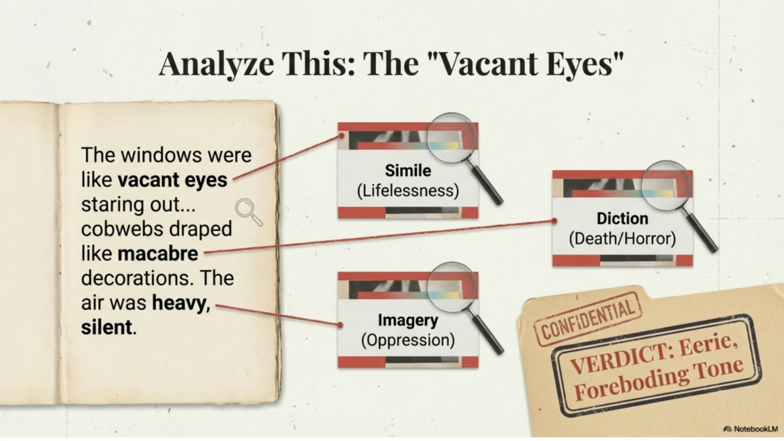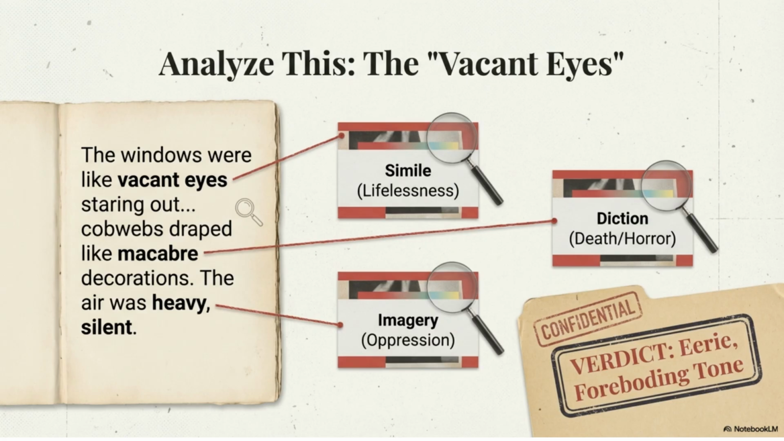The imagery reinforces this effect. Phrases such as "cobwebs draped like macabre decorations" and "the air was heavy" appeal to the senses and create a feeling of oppression, as if the space itself is pressing down on the reader. The silence feels unnatural rather than peaceful.